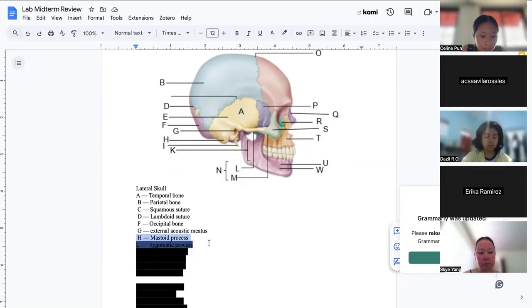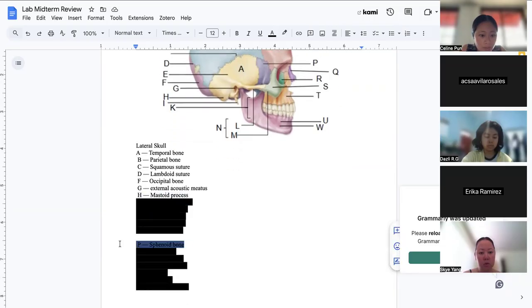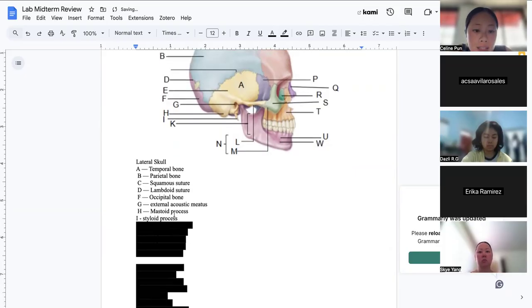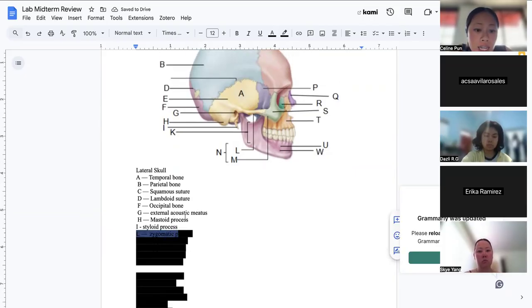Oh, I don't have I on here. Okay. J, there's no J. K. We just talked about this. This is your mandible. K, L. What is L? What is this part of the temporal bone called?